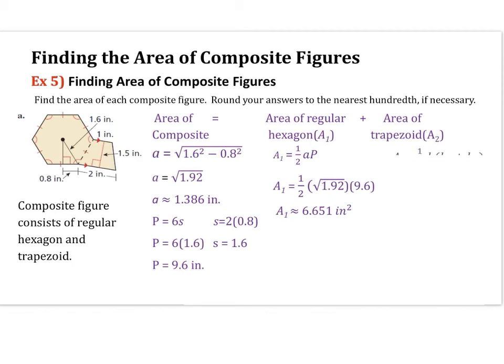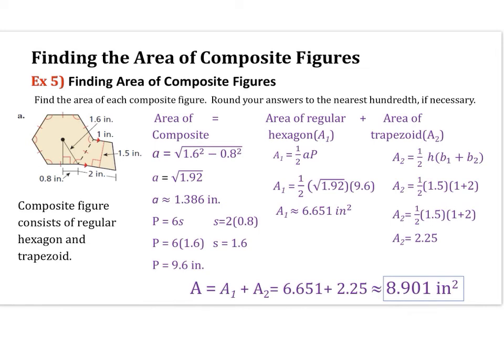Alright, next I want to work on my trapezoid, so you got to look that formula up if you don't remember it. So it's half the height times base 1 plus base 2. Substitute your values, so we know the 1.5 is the height, and 1 and 2 are the bases. And then just work towards simplifying and solving, coming out to 2.25. So now to get the composite, we just add both of those areas together, resulting in about 8.901 square inches.